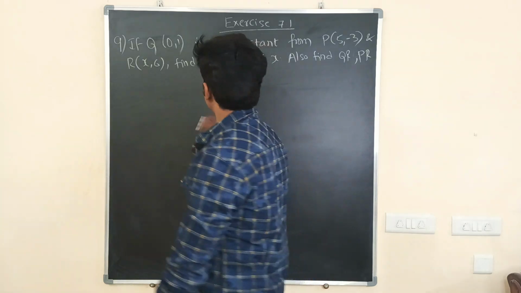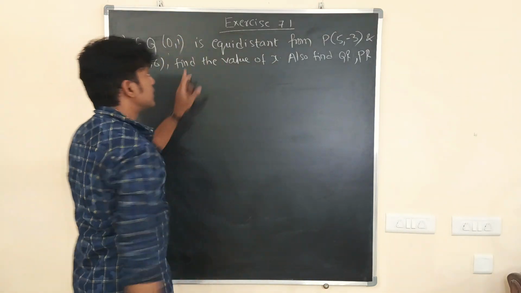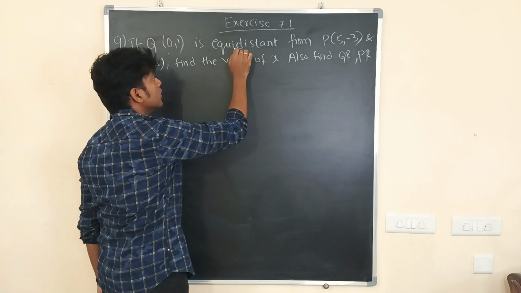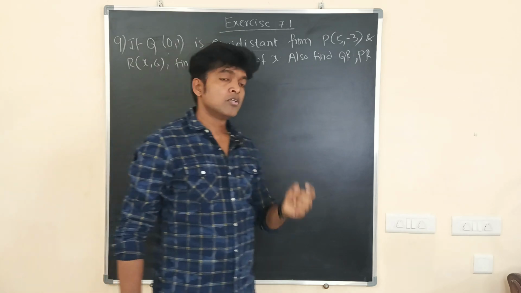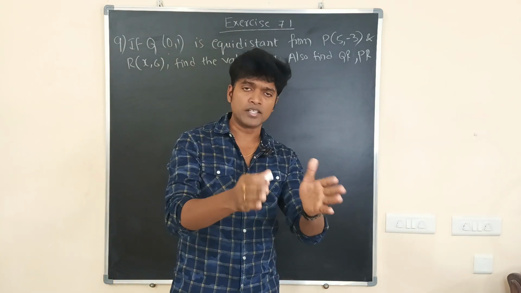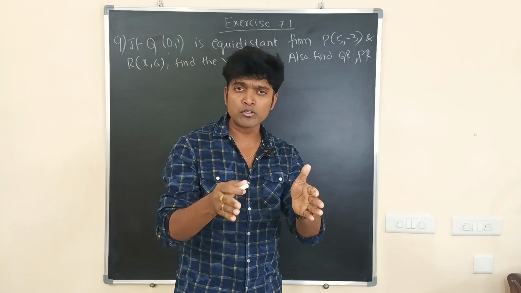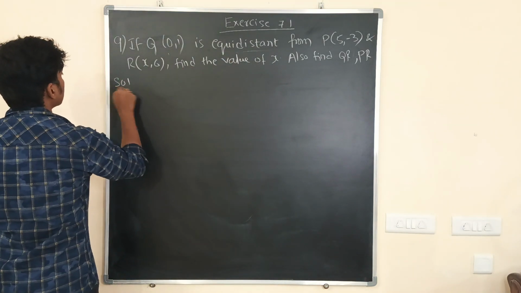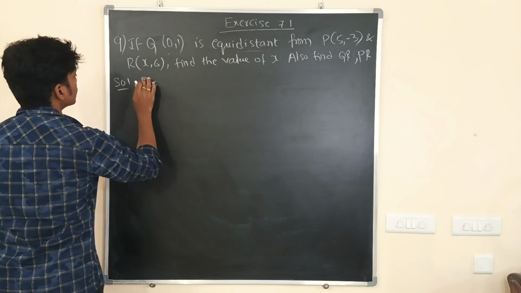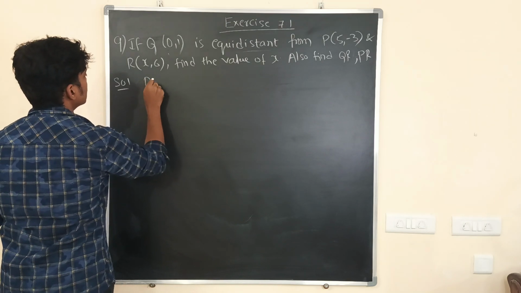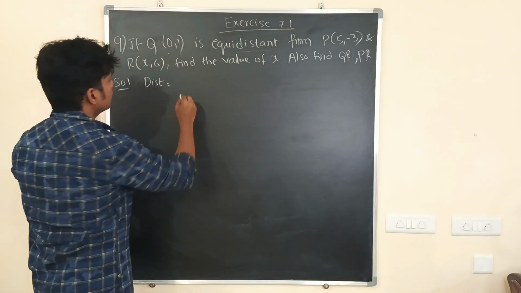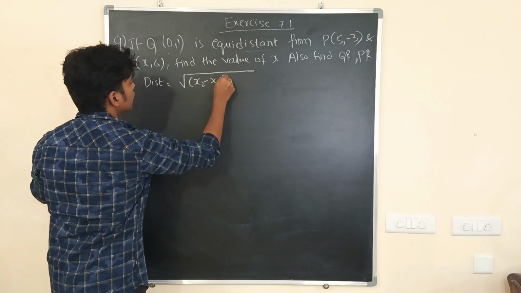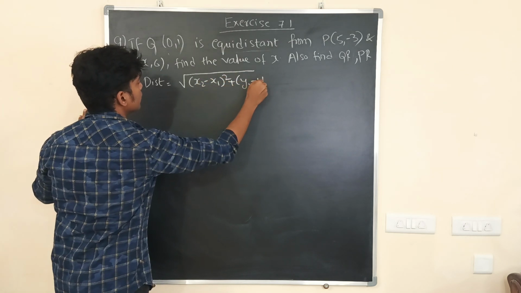Here a point Q is given and it is equidistant from P and R. Equidistant means the distance between the two points. We have to use that formula. Whenever distance is mentioned in the problem, we use the distance between 2 points formula. So, what is our formula? Distance is equal to square root of x2 minus x1 whole square plus y2 minus y1 whole square.